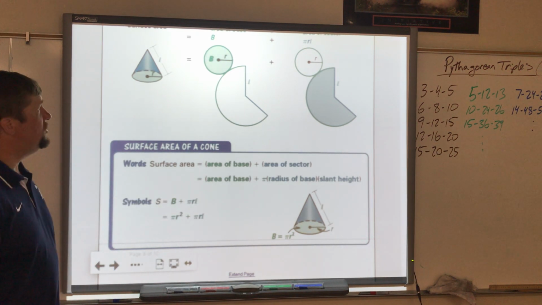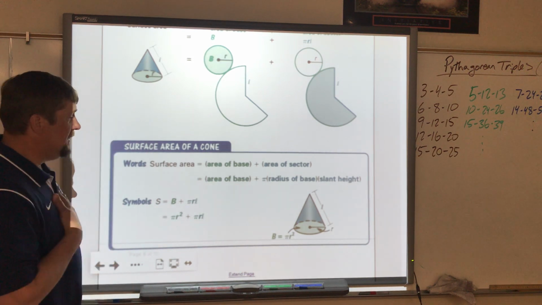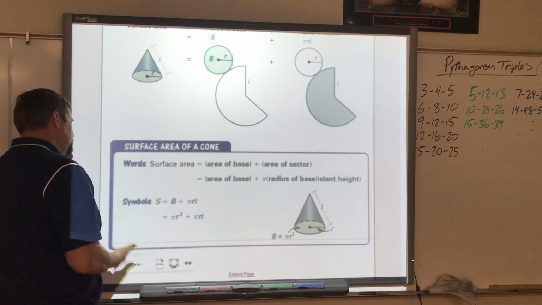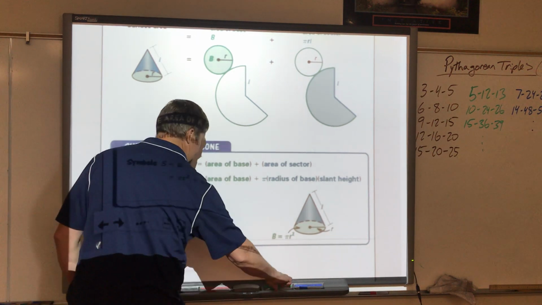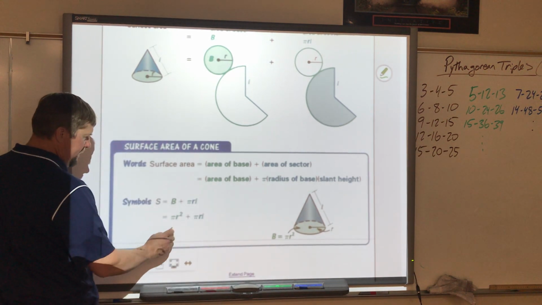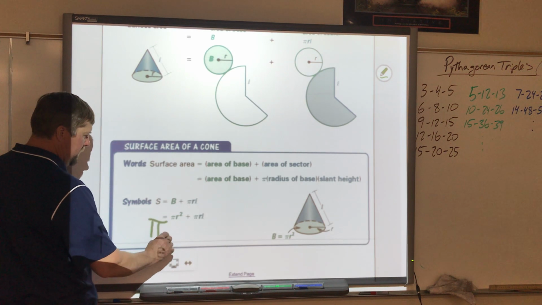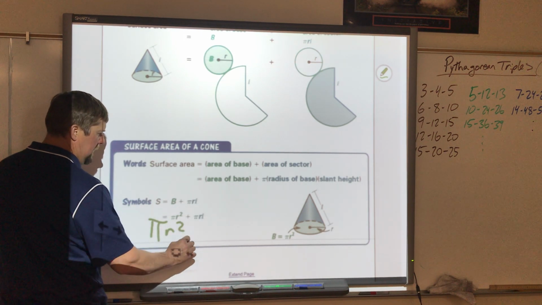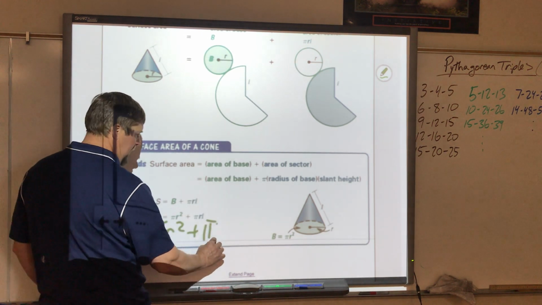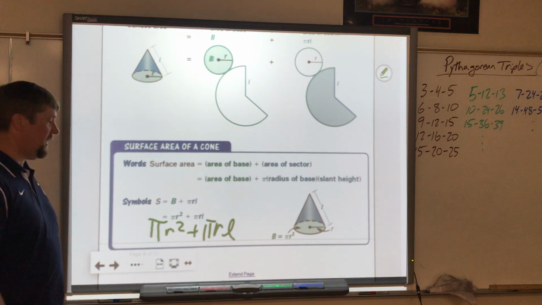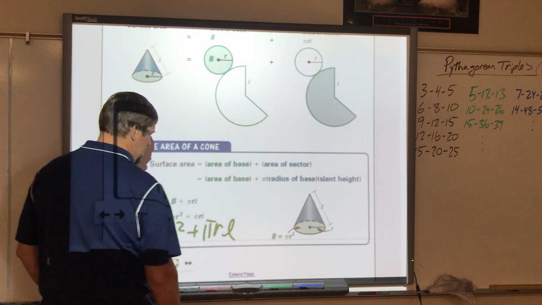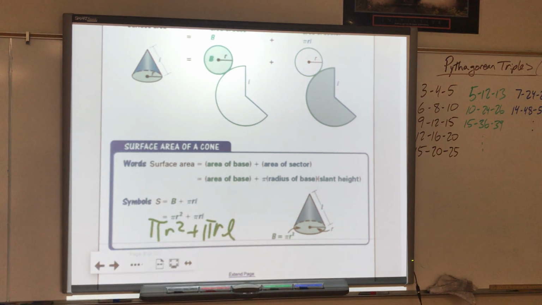Now, they do this because, I would just go with it. I would just go with what it is. And the area, if you can't read it here, it's in your book, but pi r squared plus pi RL. And that is the surface area of a cone. Pi r squared plus pi RL.